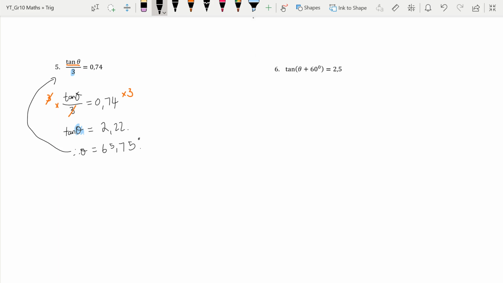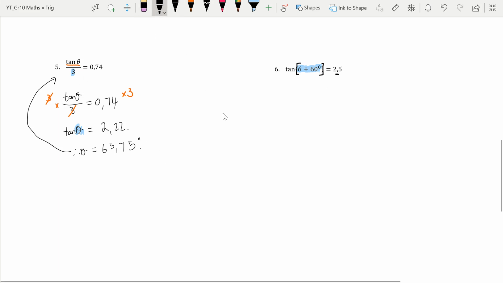Number 6. Okay, we spoke about this earlier. That 60 is 60 degrees. It is part of the angle. You cannot say, I'm going to subtract 60 on the other side. It's an angle. This is a ratio of sides. We're not going to put them together. That is part of the whole angle.